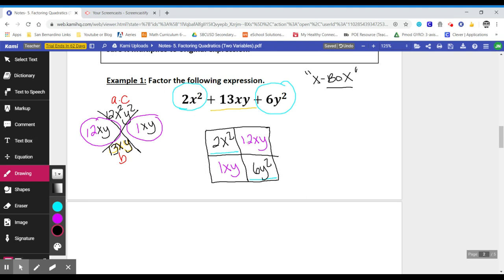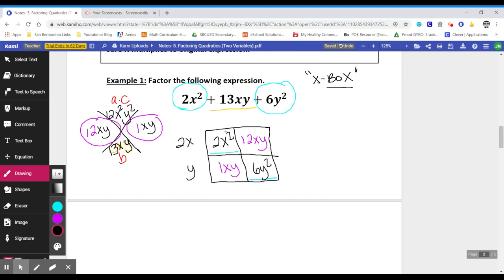So you've done this when you did factoring by grouping. Basically, what we want to do is take everything out of the box, each row and each column, and that'll give you your factors on the outside. So let's do the first row. Is there anything that I can take out of these two terms? The answer is yes, you can take a 2x out of these two terms. So that's the first row. Second row, is there anything that I can take out of these two terms? The answer is yes, I can take out a y out of those two terms.